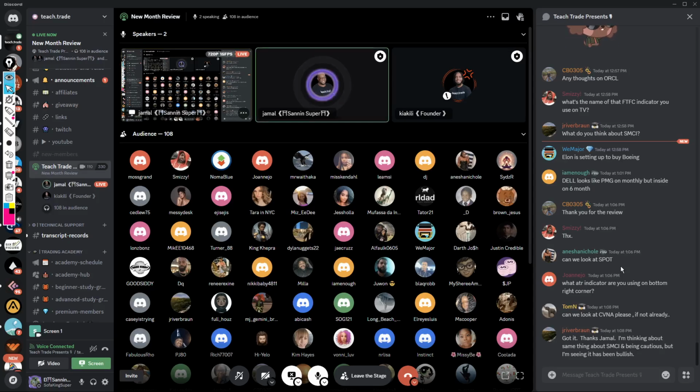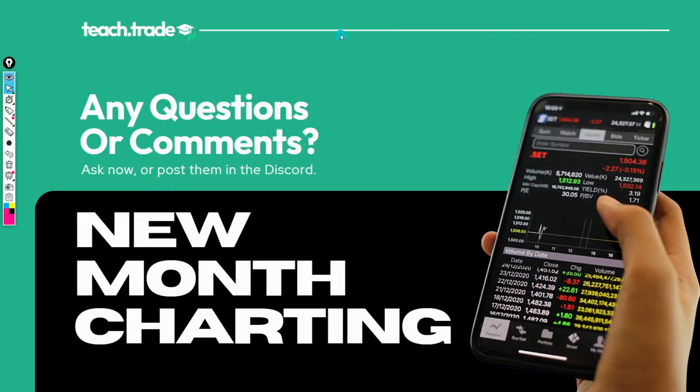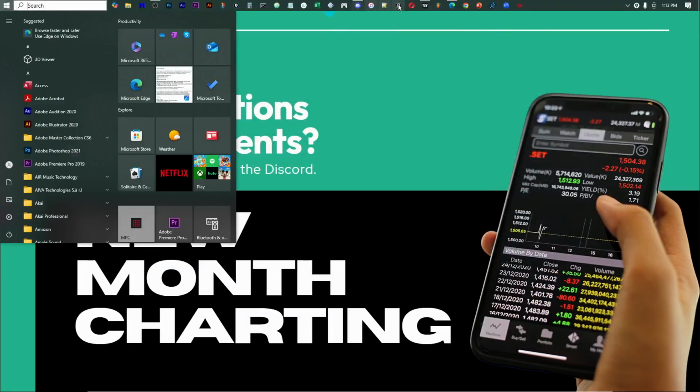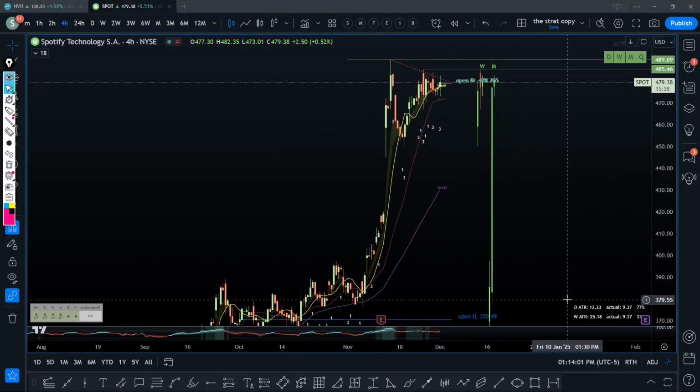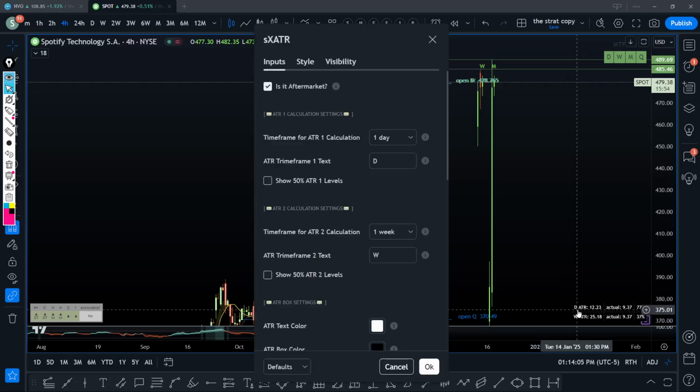What ATR indicator are you using on the bottom right corner? So that's part of the Sannin clouds. That's like the watered down version. So it's basically telling me the ATR on the day and the week. And this is customizable. You can choose what ATR you have it set on.